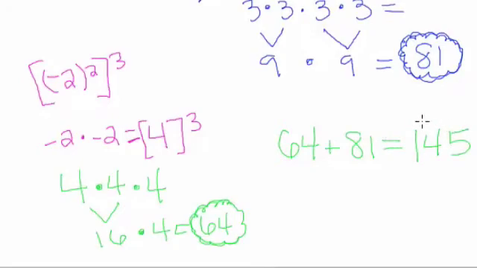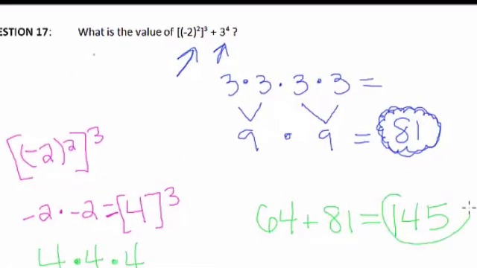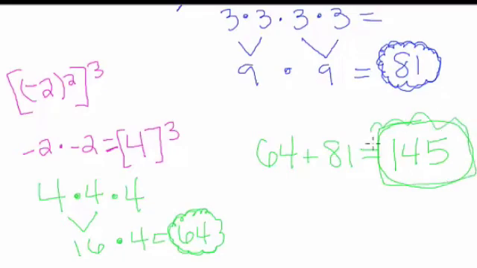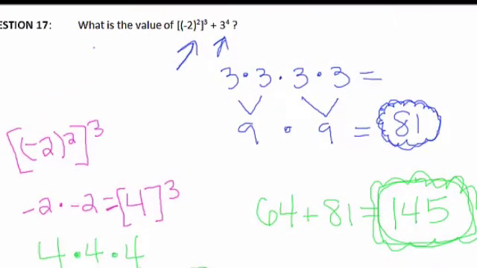145. You can draw a regular circle around that. Not like that one, though. You can draw a regular circle around that. You can draw a box. You can draw a jaggedy line, but you should circle the correct answer in your green test book. But 145 is what you get there. Hope you understood that one.